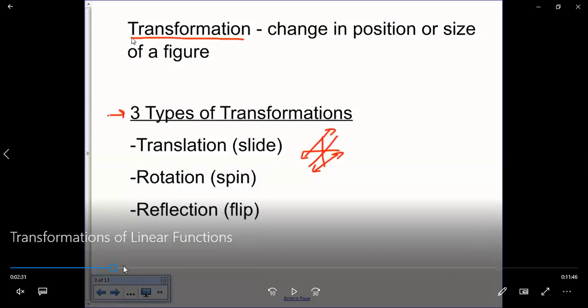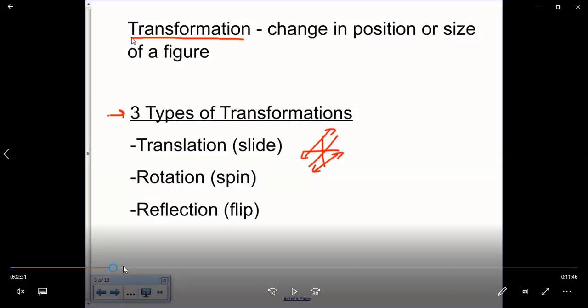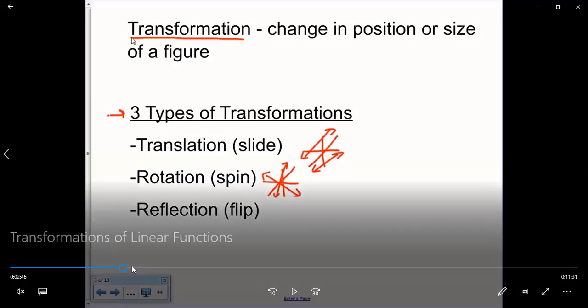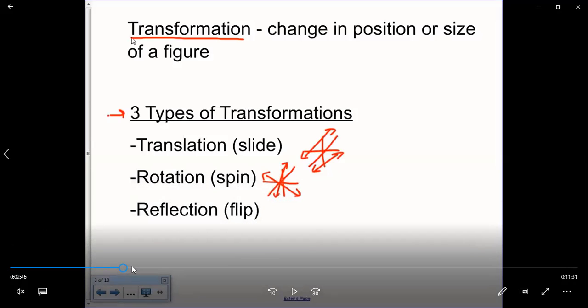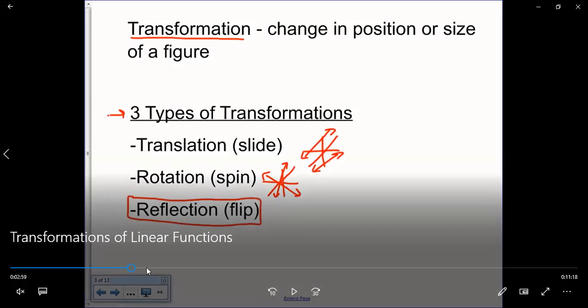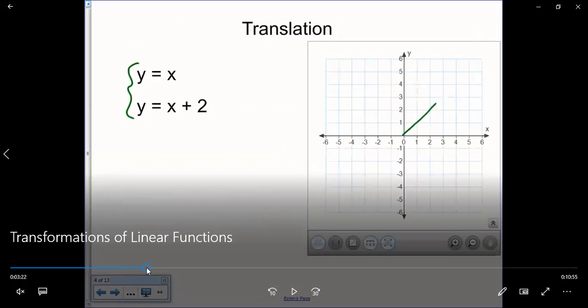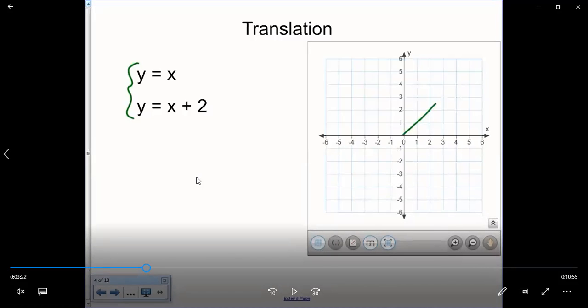Translation: you will find that the figure we can translate up or down. We will slide only the line. Rotation: you are going to rotate a figure around the origin point. Reflection, like what? Do you remember the word? Like a mirror.